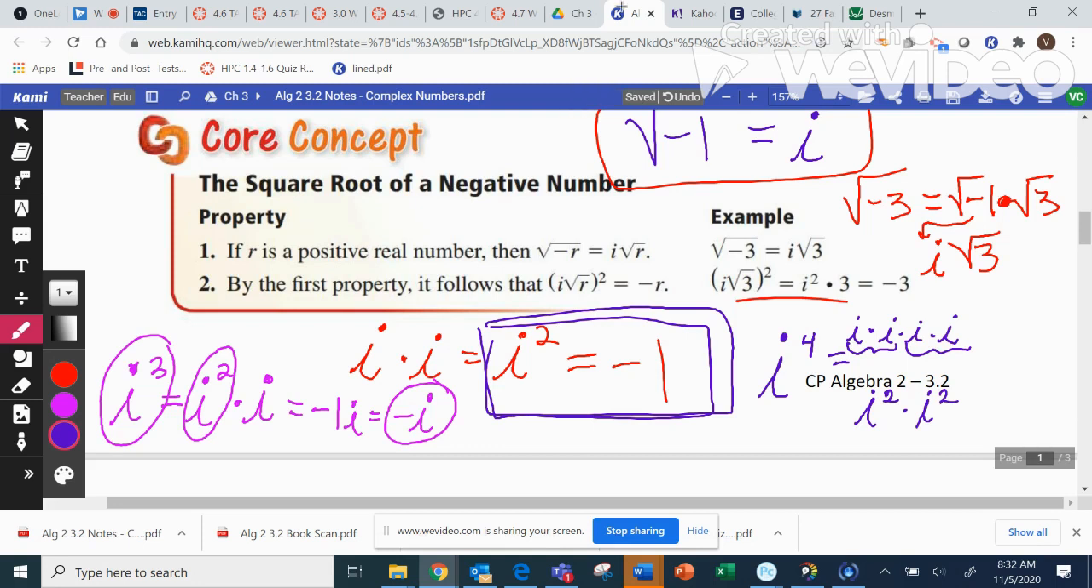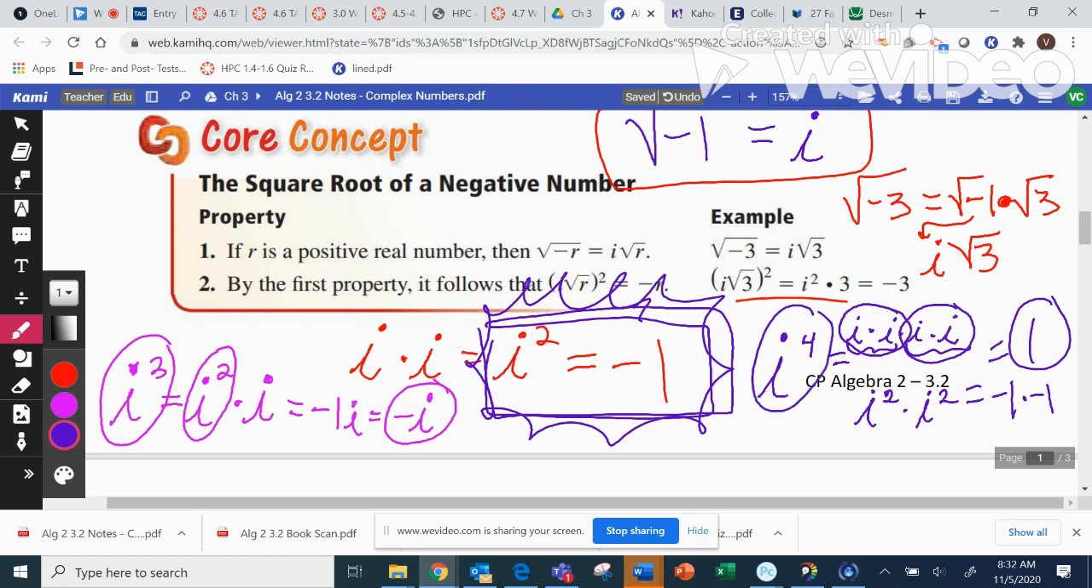So i to the fourth is i times i times i times i. If I divided that i to the fourth into two groups and made it i squared times i squared, that's still i to the fourth. Can anybody tell me what i squared equals? Can anybody tell me louder what i squared equals? Okay, so if I'm doing i squared times i squared, that's -1 times -1. So what's i to the fourth equal? 1. Yeah.